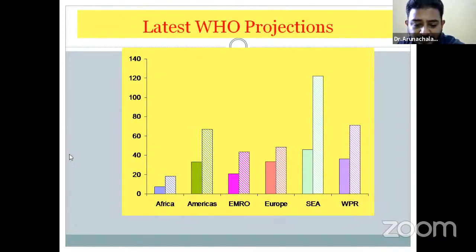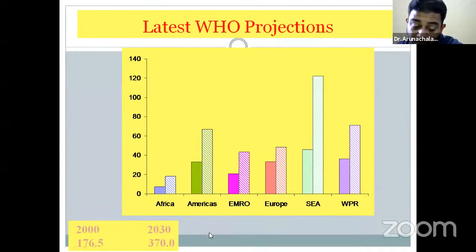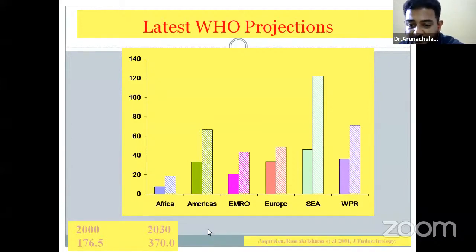The forecast is that in the Southeast Asian countries, the levels of diabetes are going to jump by leaps and bounds. In 2000 it was 176 million, and in 2030 it is forecasted to be 370 million. So this is a worldwide scenario.